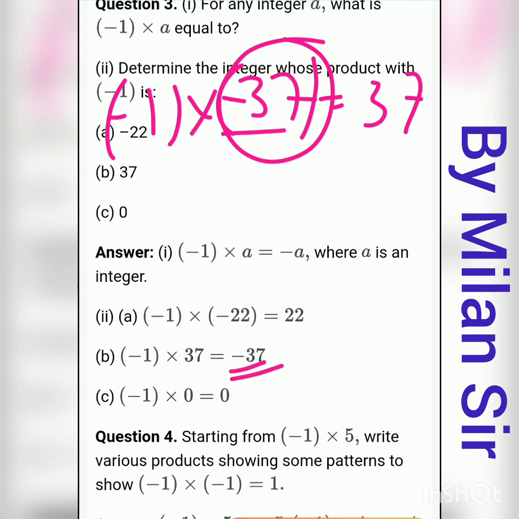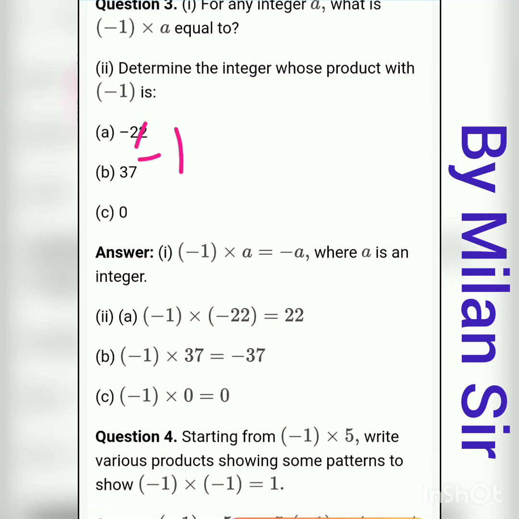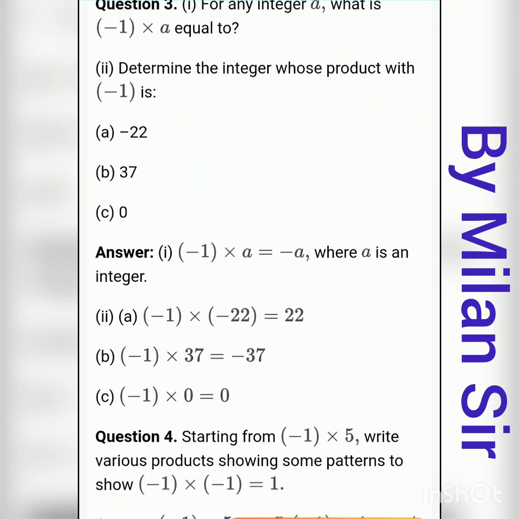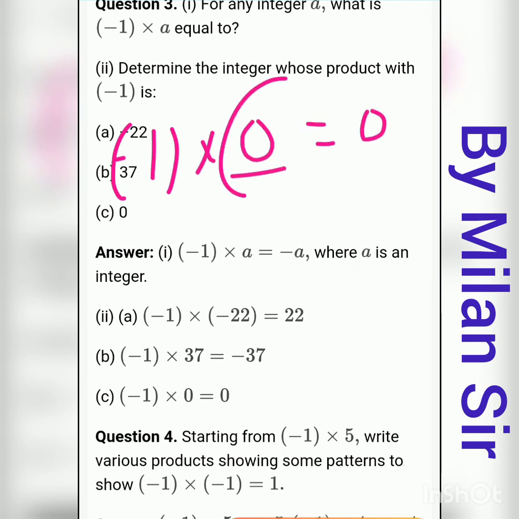Otherwise, you can directly multiply minus 1 with 37, and you get the same answer. Okay, now minus 1 multiplied by something, and here we want 0. When we get the answer 0, that means our other number needs to become 0. So if you put 0 here, then 0 ones are 0. Right? It's easy. Minus 1 multiplied by 0 gives 0. So our answer is 0.